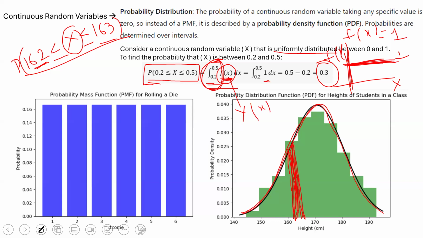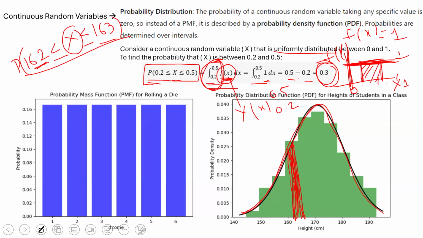So you have to apply, integration of dx is x, and you have to apply this range as 0.5 to 0.2. So you replace x with 0.5 minus 0.2, which is the lower bound. And when you calculate the difference, which is 0.3. So the probability of x taking 0.2 to 0.5, this is 0 and this is 1. So the area under this curve is given by this integration, and the probability of the random variable taking 0.2 to 0.5 is 0.3. That is how the probability of a continuous random variable is calculated.